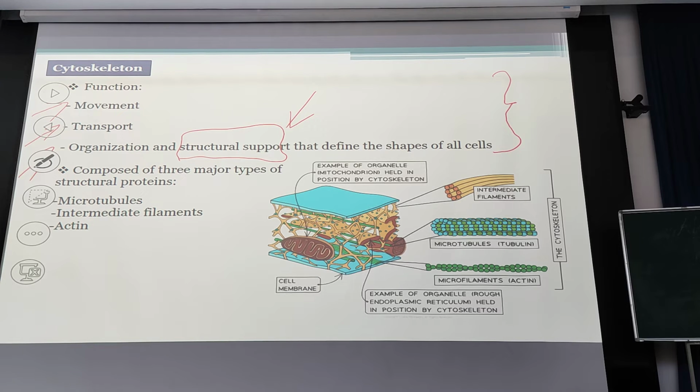And the cytoskeleton is composed of three major types of proteins. The first is the microtubule. You can see the big part here, the microtubule. The second is the intermediate filament. And the last is the actins. So we are going to discover these three parts of the cytoskeleton very briefly.